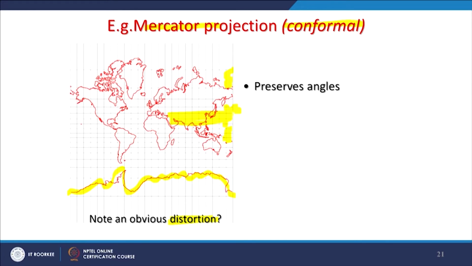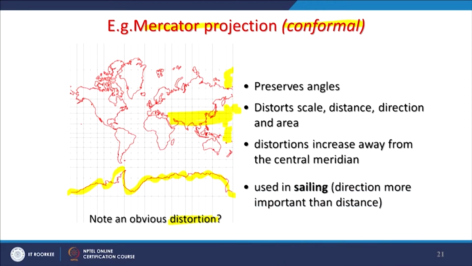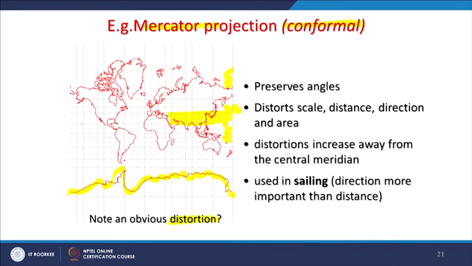So, this conformal projection, Mercator conformal, preserves the angle. Of course, it distorts scale, distance and direction of areas. Distortions increase away from the central meridian, and it is used in sailing, in ships, where direction is more important than distance, because they have to keep the direction intact.